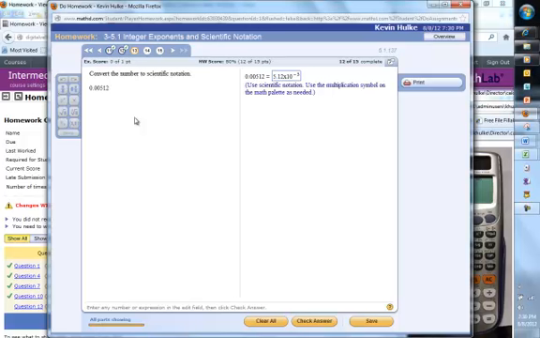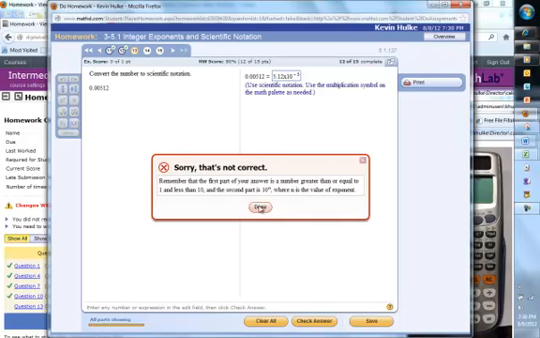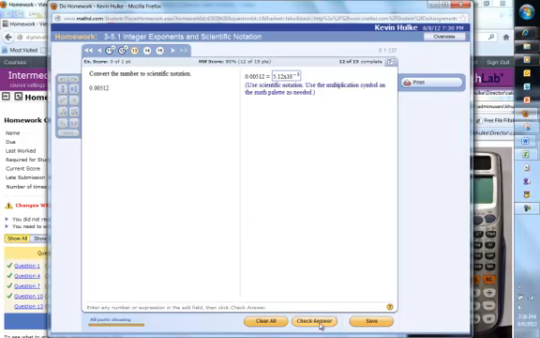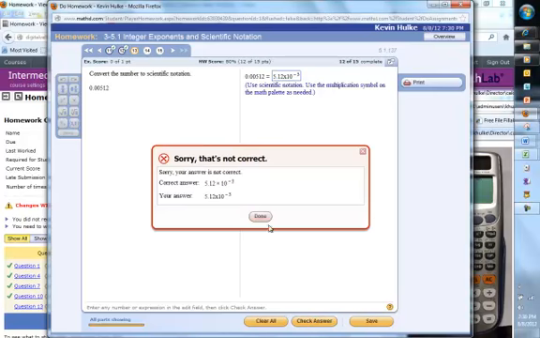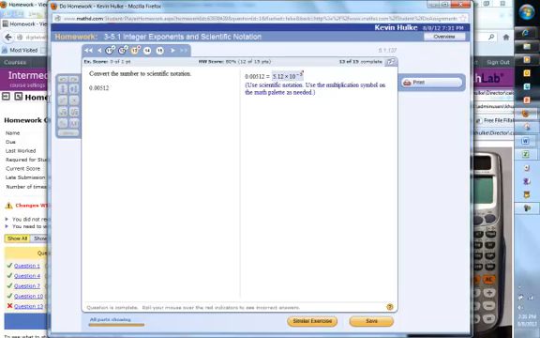Whoops. How does it want us to write scientific notation? I'm not sure. Oh, I used the wrong key here. I should have used the times key. I'm going to do it again. So this would be 5.12, and then let's use this key, times 10 to the negative third. Oh, I see. I just used the wrong key.